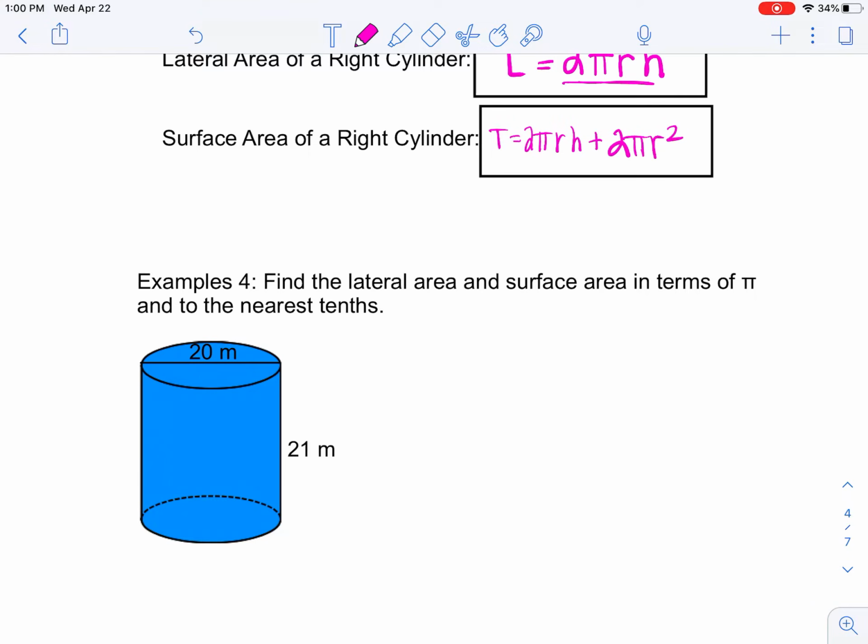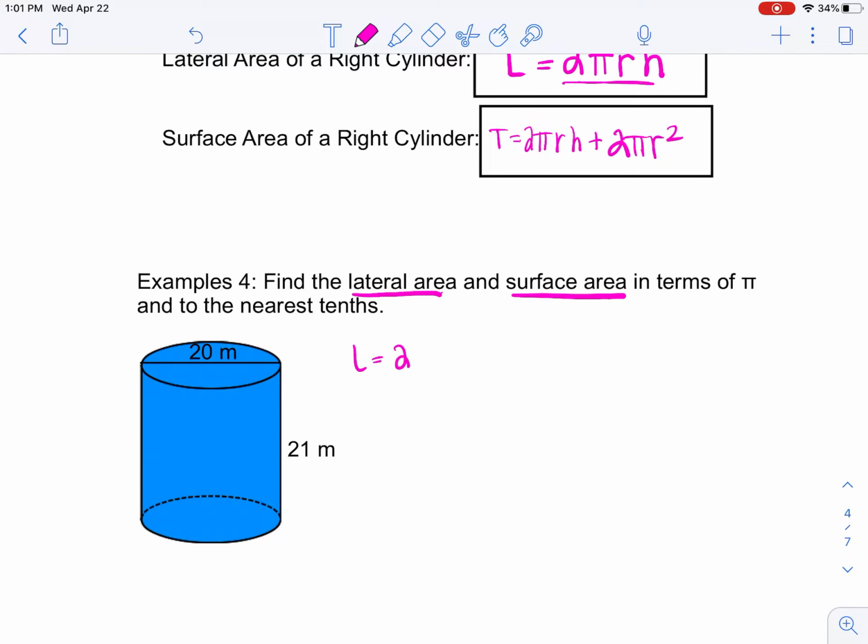Okay, cylinders are super easy. Find the lateral area and surface area in terms of pi and rounded to the nearest tenth. So let's start with lateral area, then we'll do surface area, and we'll wait to get our rounded to the nearest tenth answer at the end.